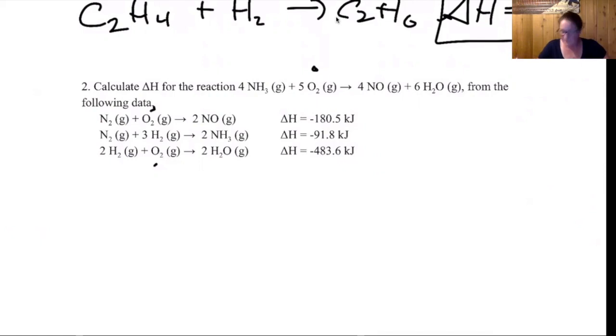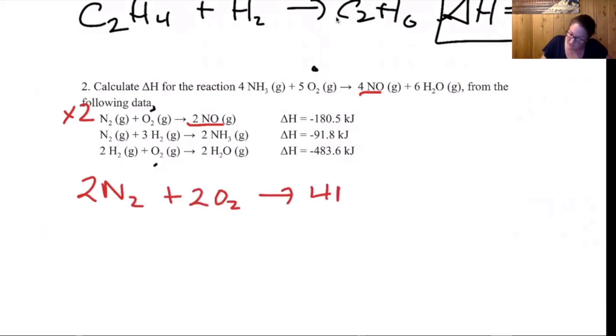Spoiler, it works out. Okay, so looking at reaction 1, what does it have in common with the goal reaction? Looks like NO. Do I have the correct number of them? No. Is it on the correct side? Yes. So I'm going to double this reaction, giving me 2N2 plus 2O2 gives me 4NO. And I'm going to double the heat, negative 180.5 times 2 gives me negative 361.